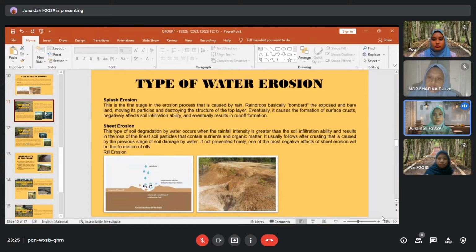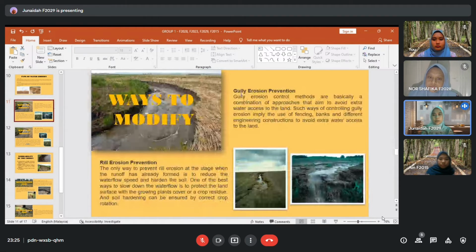Ways to modify. First, gully erosion prevention. Gully erosion control methods are basically a combination of approaches that aim to avoid extra water access to the land. Such ways of controlling gully erosion imply the use of fencing banks and different engineering constructions to avoid extra water access to the land.